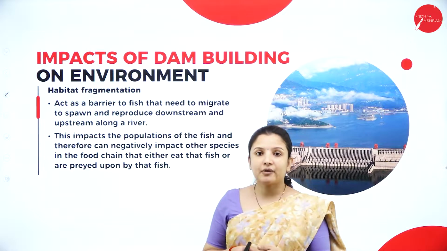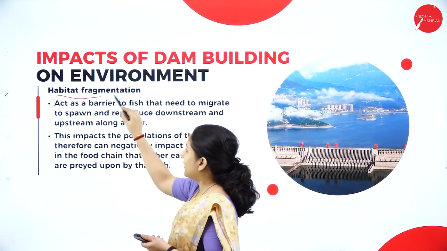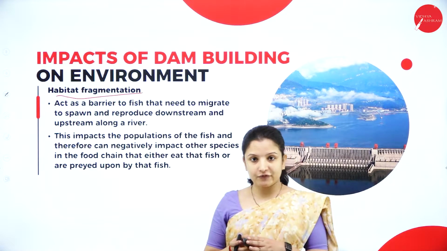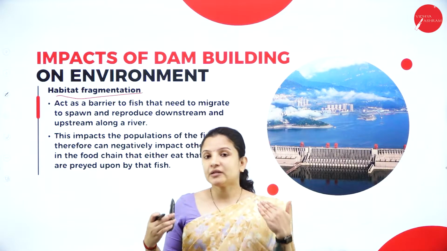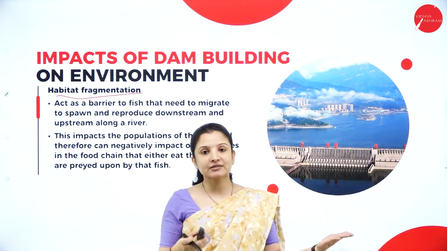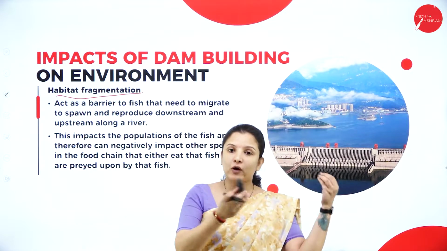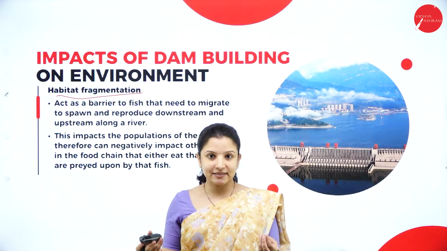First, talking about habitat fragmentation because of building dams. Dams act as a barrier to fish. There is a river which is freely flowing. When the river is freely flowing, the fishes can move along with the water currents from one part of the river to the other part, especially during the breeding season, right?